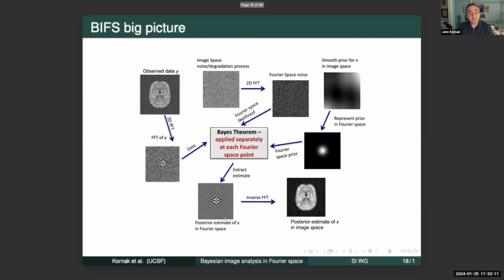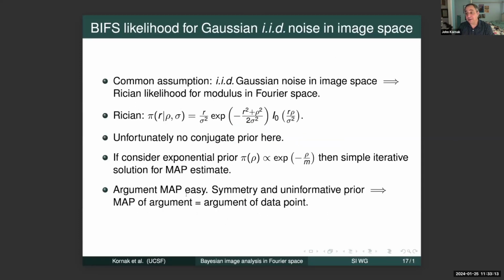The argument of the MAP is easy, given that we have an uninformative prior and we appeal to symmetry, and basically the MAP of the argument is just the argument of the data point itself. So you don't learn anything about the argument. All you have is one image. So the argument is the same argument that you saw in the original image.